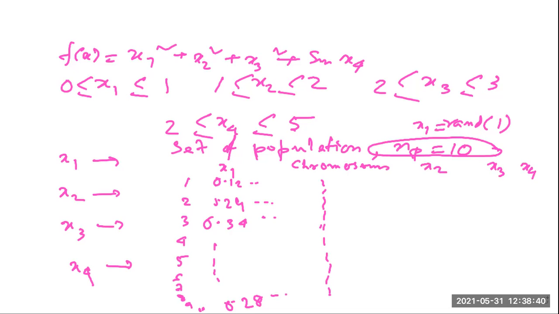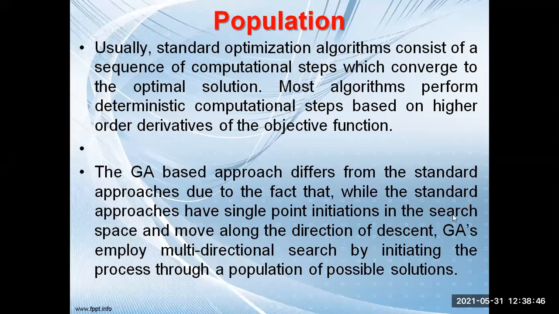Now we'll go back to the slide. Usually the standard optimization algorithm consists of a sequence of computational steps which converge to the optimum solution. Most algorithms perform deterministic computational steps based on higher order derivatives of the objective function. The GA-based approach differs from the standard approaches because while the standard approaches have single point initiation in the search space and move along the direction of descent, GAs employ multi-directional search by initiating the process through a population of possible solutions.